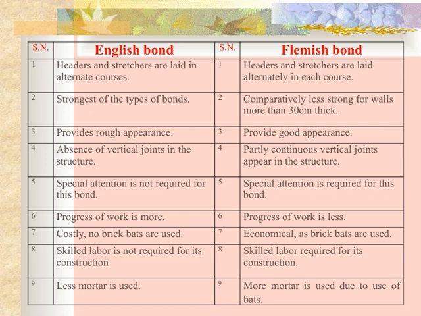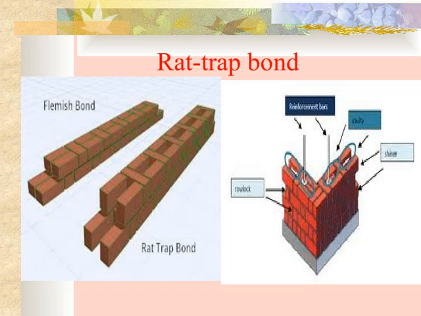The progress of work is slower due to its complexity, and it is more economical because brick bats are used. However, skilled labor is needed for proper execution, and more mortar is used because of the use of brick bats. In conclusion, understanding these differences helps us choose the right bond depending on the structural needs, appearance, cost, and labor considerations for our project. Let's take a closer look at the rat trap bond.